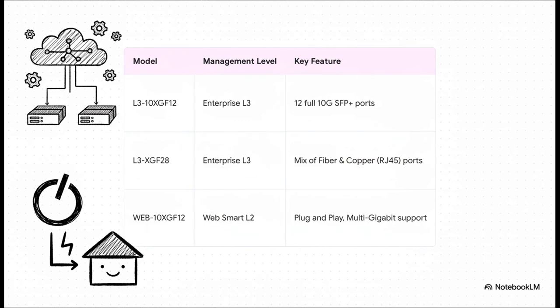And this table shows a really important distinction, the management level. You've got your powerful Layer 3 or L3 switches. These are for the pros. They give network engineers super granular control over how traffic is routed between different networks. But then you also have what are called web-smart L2 switches. These are much simpler, more plug-and-play, perfect for smaller outfits that just need fast, reliable connections without needing a PhD in networking to set it up.